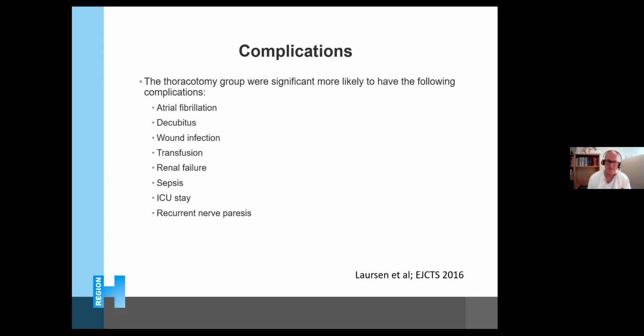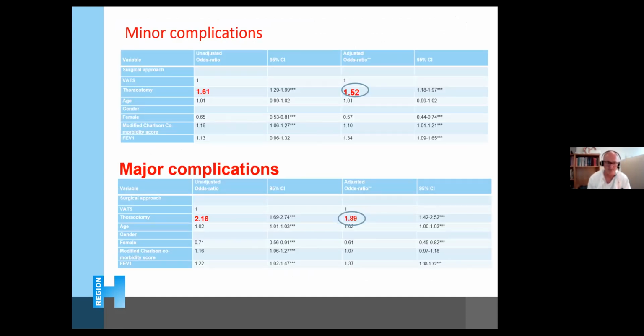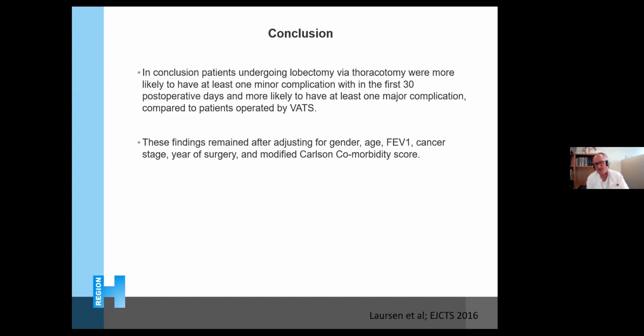Interesting is also that there was more paralysis of the recurrent nerve, indicating that the surgery is more precise by VATS. Looking at complications, both minor and major, and doing an odds ratio on this, the conclusion was that patients having an open lobectomy were more likely to have either a minor or a major complication. And the single most important factor to predict complication was actually the way surgery was done. And this remained after adjusting for gender, age, lung function, cancer stage, year of surgery, and modified Charlson comorbidity index.